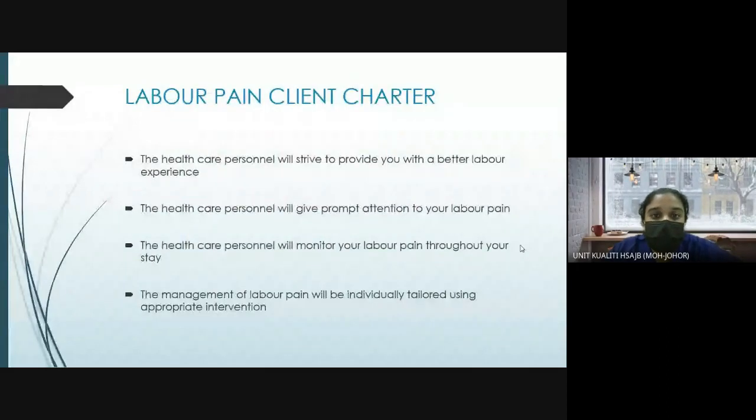The labor pain client charter is for the healthcare personnel to strive to provide you with a better labor experience. The healthcare personnel will give prompt attention to your labor pain. The healthcare personnel will monitor your labor pain throughout your stay, and the management of labor pain will be individually tailored using appropriate intervention.